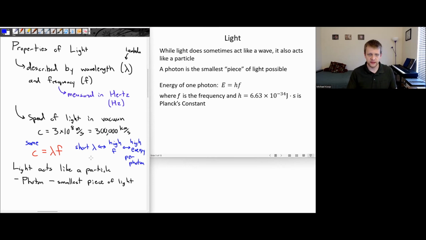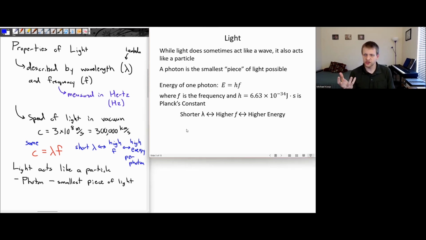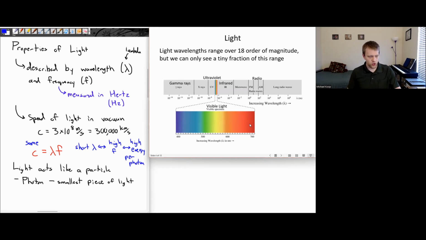So again, short wavelength light has a higher frequency and higher energy per photon. Alternatively, longer wavelength light has a lower frequency and a lower energy per photon. So the different wavelengths and frequencies of light have different properties. They have different amounts of energy per photon, and our eyes see different wavelengths of light as different colors. Those different energies of photon will react with our eyes in slightly different ways.